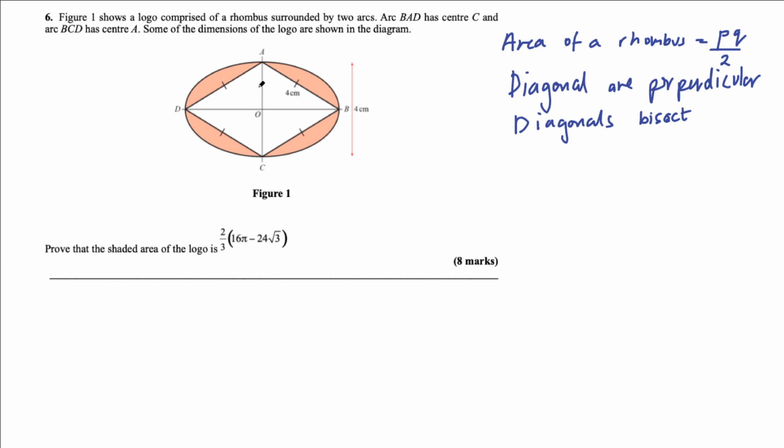So these lengths are going to be the same, and these two are going to be the same. Yes, T-Boy, that is A-level. This is an A-level question. I'll be doing a GCSE one after this.